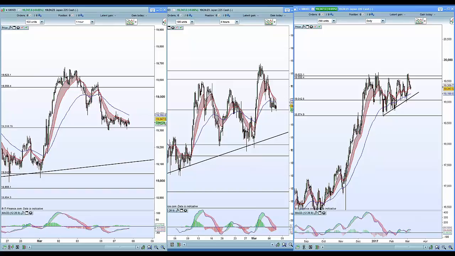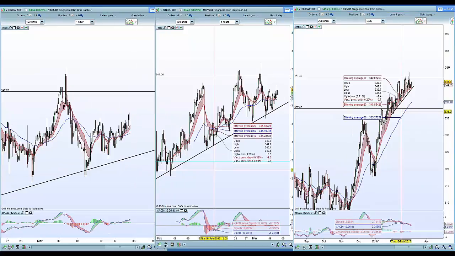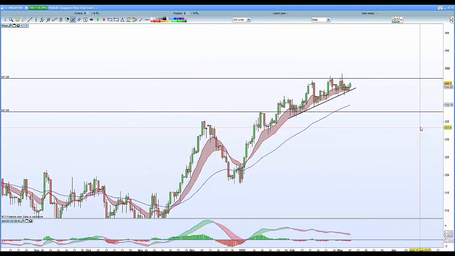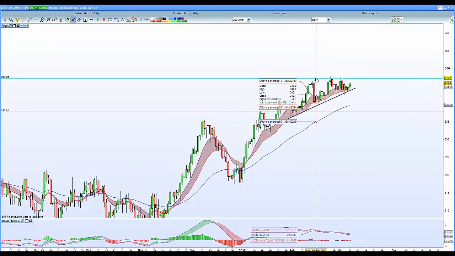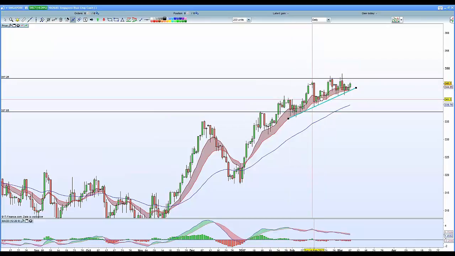Let me go to Singapore blue chip right now. Any other index, please shout out, yeah? Okay, so Singapore blue chip, uptrend for sure. If you look at the daily chart, supported by this little trend line, and the resistance is around the 347. So this is, you can call it an ascending triangle kind of consolidation. We are reaching the apex of the consolidation, meaning something's got to give, either it will break downwards or upwards.